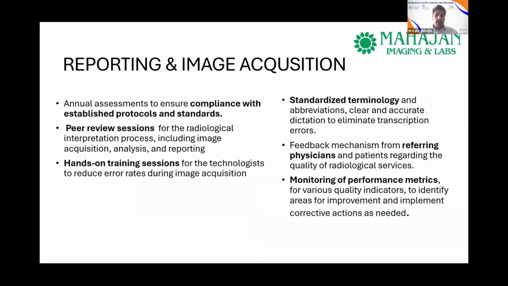Peer review sessions are regularly held for our radiologists to understand the process of interpretation, image acquisition, and analysis. We hold regular trainings for our technologists to reduce error rates during image acquisition. We use standardized terminology across our network for the reporting, and this ensures reduction in errors as well.